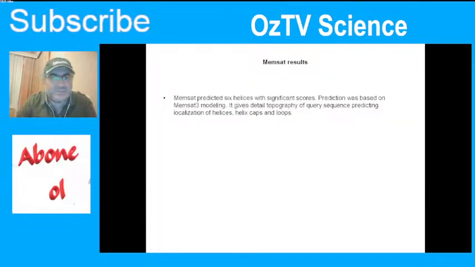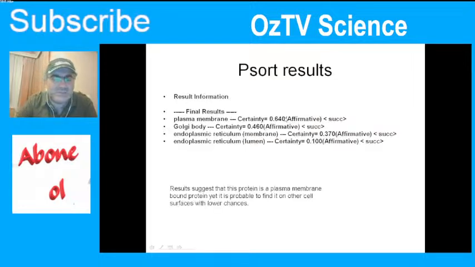Let's continue. MEMSET results. The MEMSET result predicted is slightly less, 6 helices with significant scores. Prediction was based on MEMSET remodeling. It gives a topography of the query sequence, predicting localization of helices, helix caps, and loops. Let's continue.